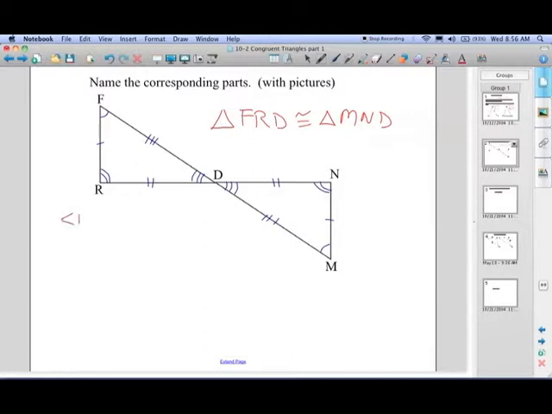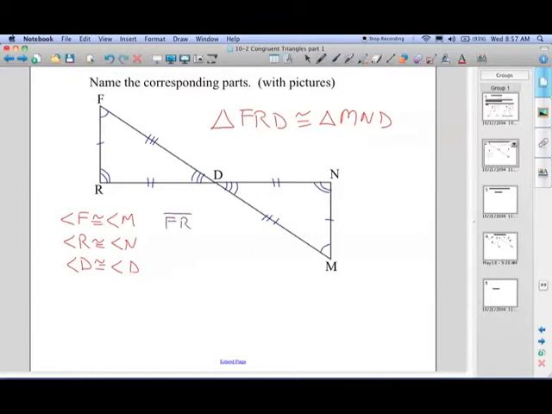We know that angle F is congruent to angle M because angle F has 1 hash mark, angle M has 1 hash mark. That tells us they are congruent. Angle R is congruent to angle N, 2 hash marks and 2 hash marks. And finally, angle D is congruent to angle D. It's the same angle. They're vertical angles. They are congruent. That takes care of the 3 angles. Now we'll take care of the 3 sides.